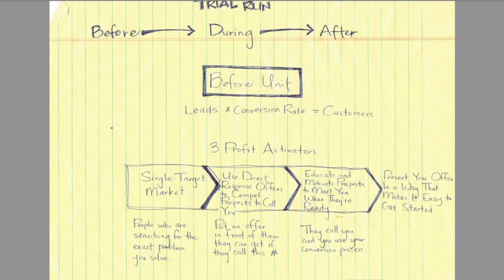First, in choosing a single target market, we're going to specifically target people who are searching in Google for the exact problem that you solve. Then we're going to put an offer in front of them that they can get if they call this number. The number we put on our website is a tracking phone number that gets forwarded to whatever phone number you give us to handle sales calls. And then three, you want to educate and motivate prospects to meet you. So they call you, and then you begin your conversion process that will promote them into your during unit.